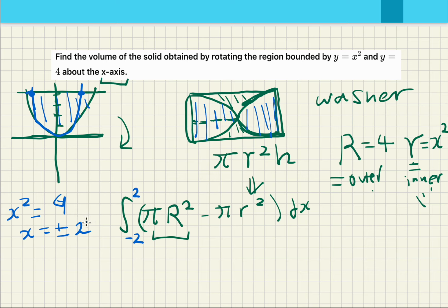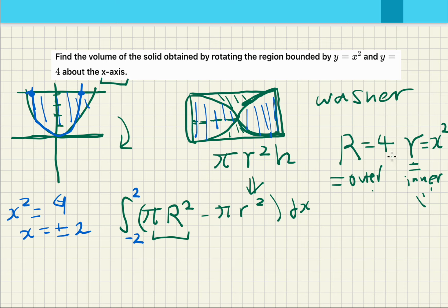So to figure out the bounds, all you need to do usually is set the equations, or the equation and the constant, equal to each other and find the value of x, or if it's revolved around the y-axis, you're solving for y. In this case it's x, and we can now just plug in everything we know.